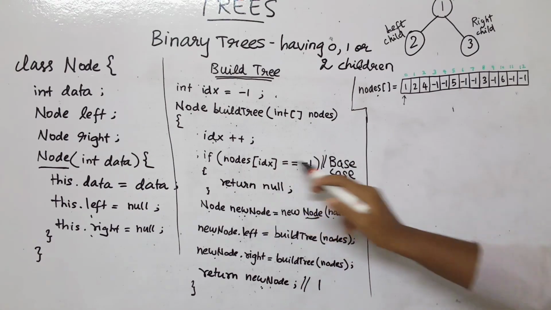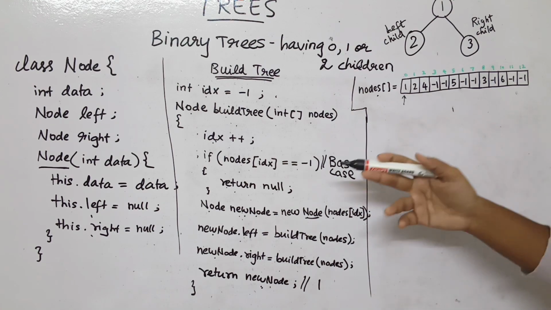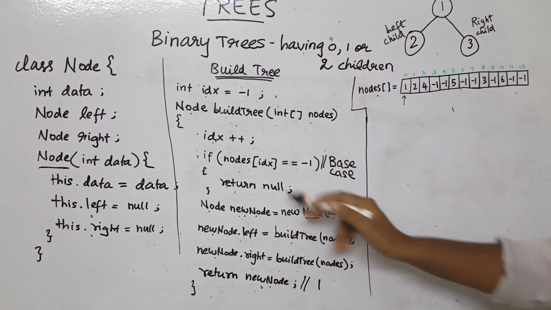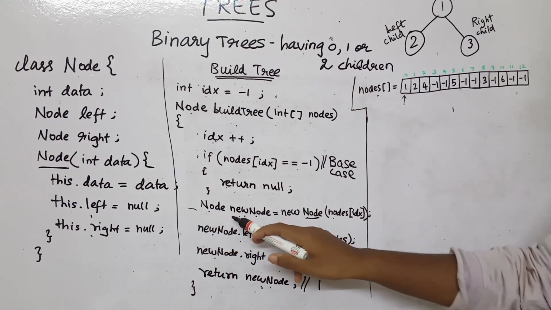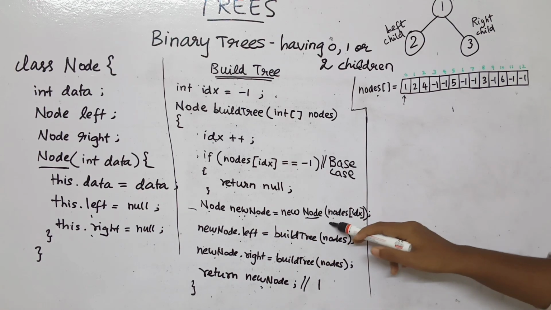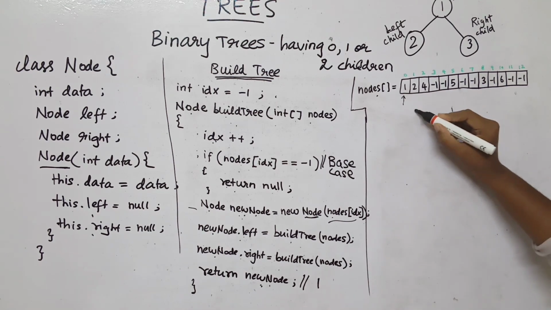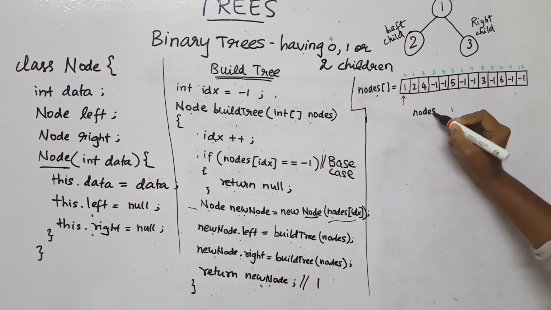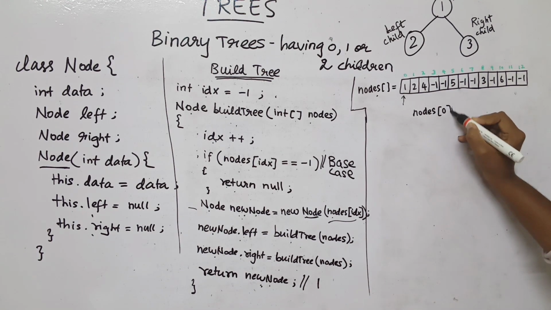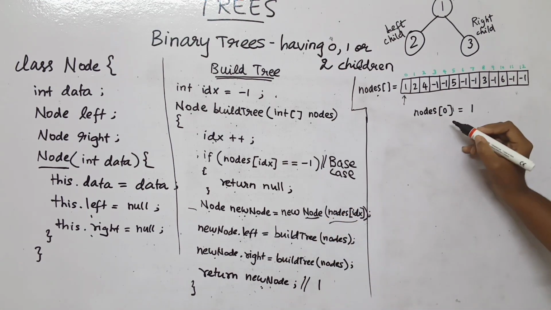Now we are checking the base case: if nodes[index] is equal to -1. Is nodes[0] equal to -1? No. So it won't be executed and the next line, new node, will be created with nodes[index]. So 1 will be created. The current value of index is 0, so nodes[0] will be 1. 1 will be created as a new node.